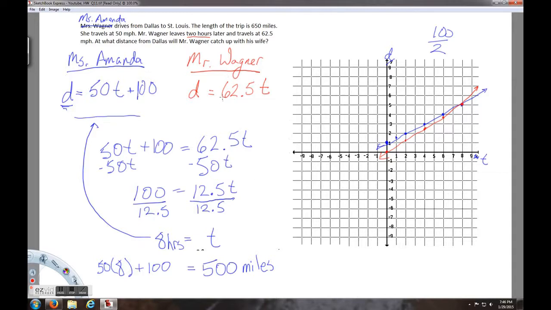but remember, think about what you're doing. Don't just blindly follow steps. Think about what it means, what the intersection point means as you go through these problems.